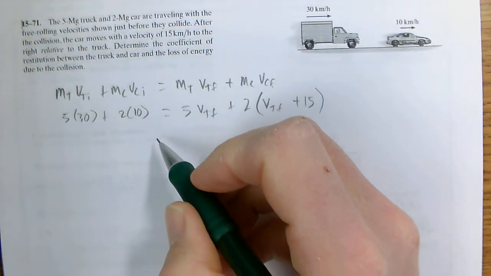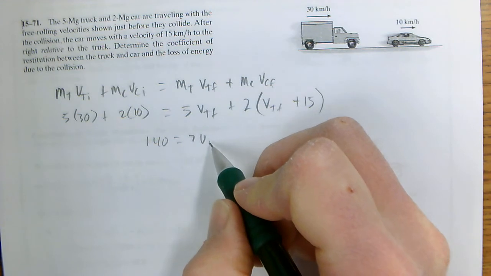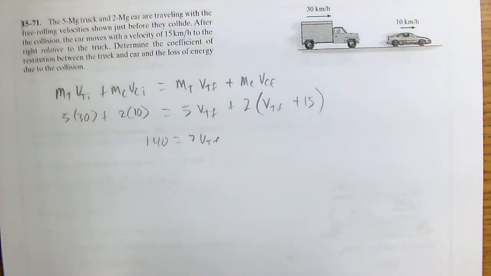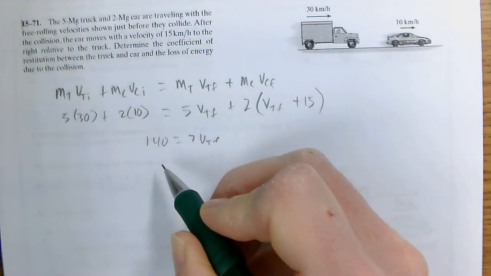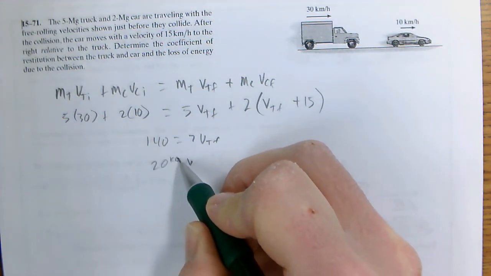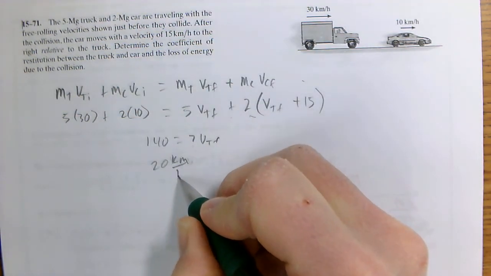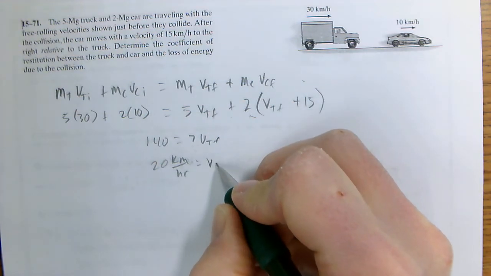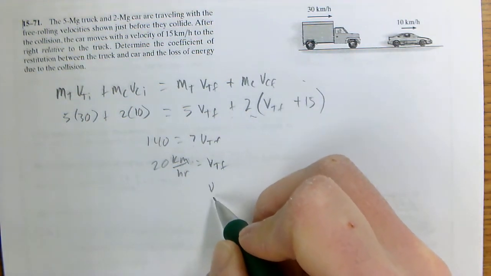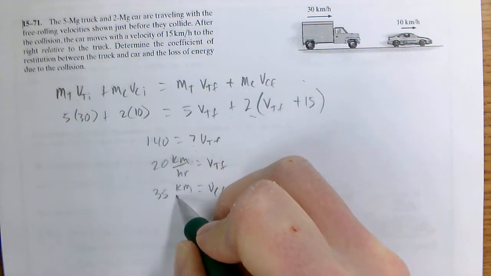Solving this, we get 140 equals 7 v of the truck final, and 220 equals, and that's kilometers per hour. So v of the truck final is 20 kilometers per hour. And if we add 15 to that, v of the car final equals 35 kilometers per hour.